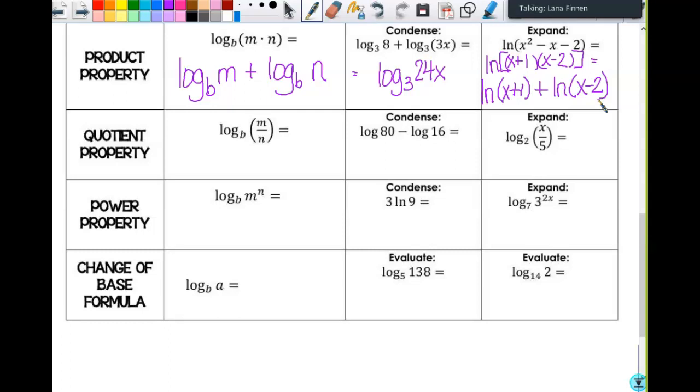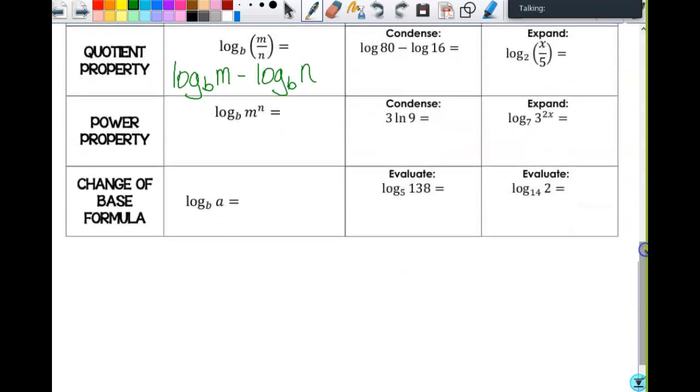Any questions at this point? Okay. Quotient property becomes subtraction, so log base b of m minus log base b of n. So to condense this one, it's going to become log of 80 over 16.